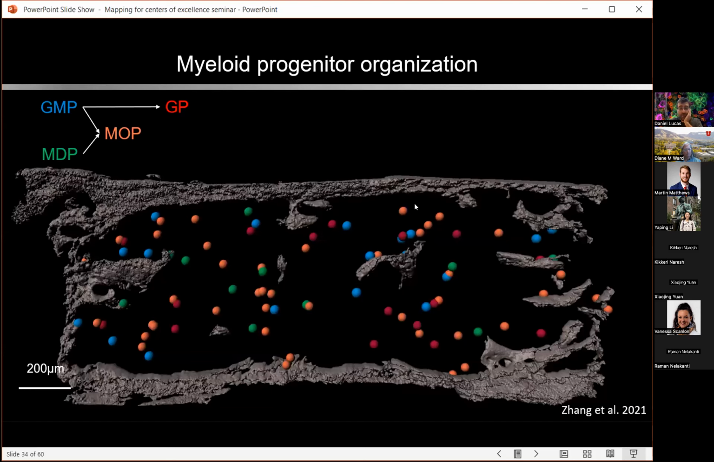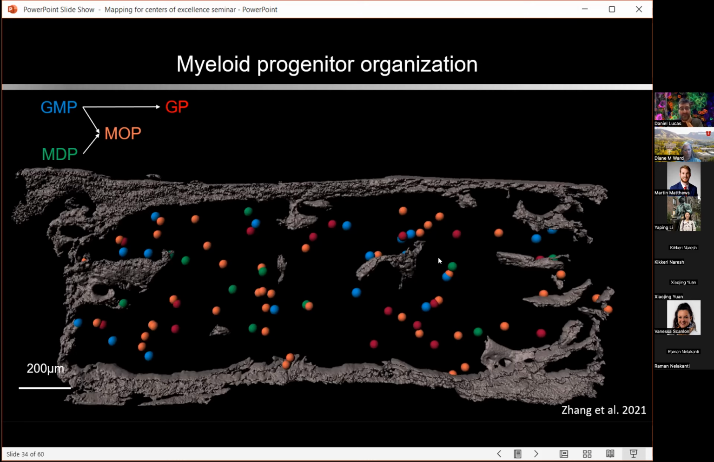So after doing all of this, what do we see in the map? And how do we visualize this? Here you're seeing the bone surfaces of a mouse sternum, and I'm showing you the localization of these granulocyte monocyte progenitors in blue, monocyte dendritic cell progenitors in green, monocyte progenitors in orange, and granulocyte progenitors in red. And each of these dots is 3 times the actual size of the cell for easier visualization.